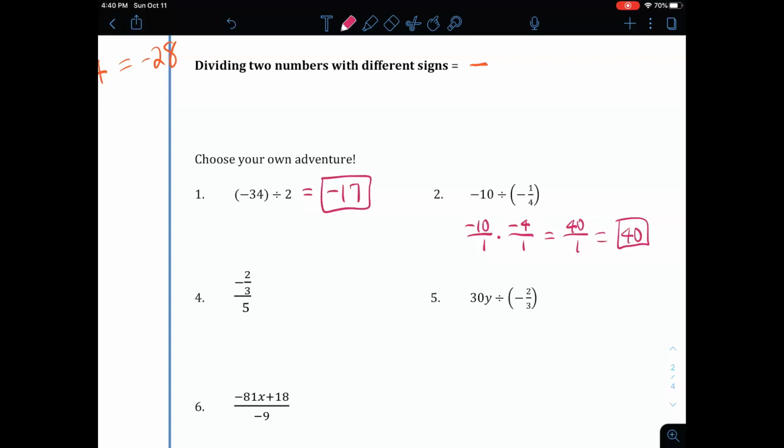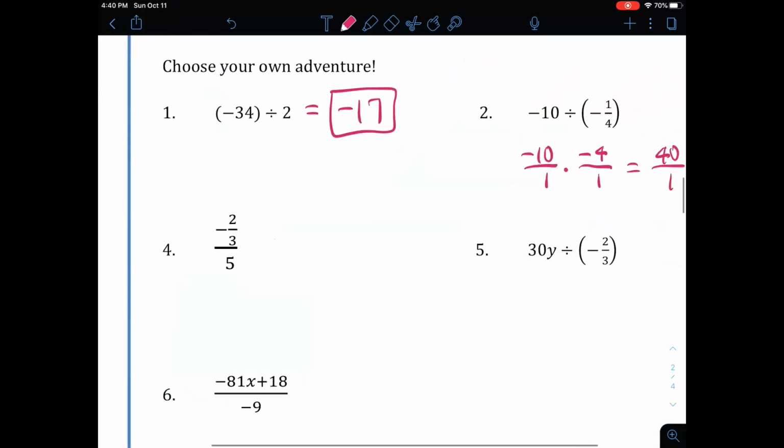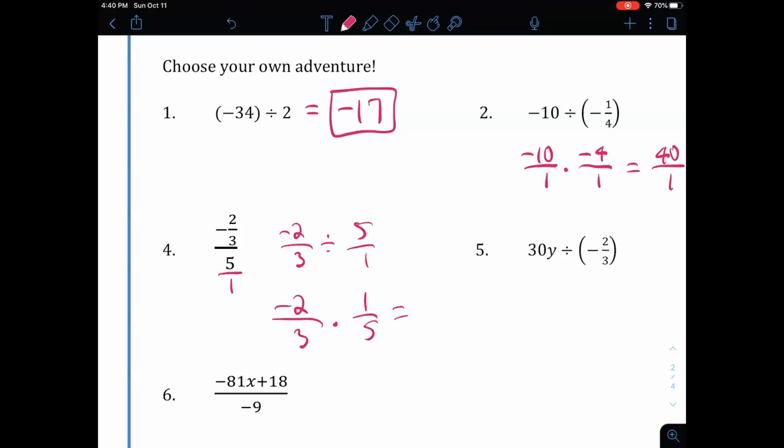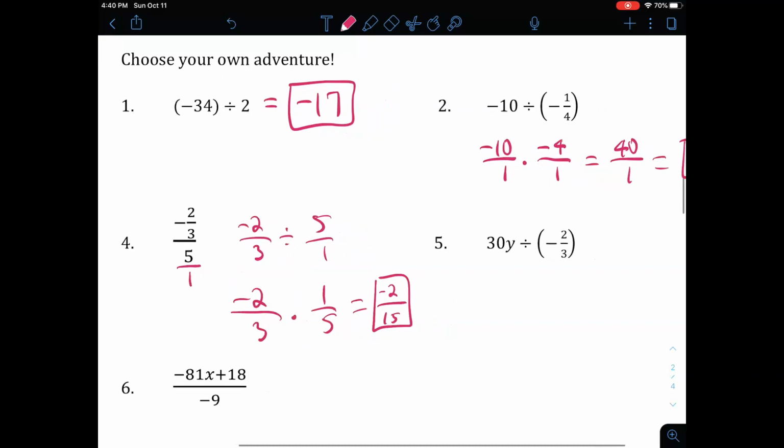All right, number 4 is pretty tricky. We got negative 2/3 divided by 5. Well, it's just kind of weird because it's written like this, but this is 5 over 1. This is actually negative 2/3 divided by 5 over 1. And so we can keep, change, flip, or flip the second and multiply. Negative 2/3 times 1/5. And multiply straight across. We get negative 2 times 1 is going to be negative 2. 3 times 5 is going to be 15.